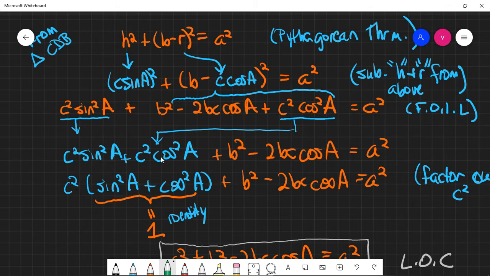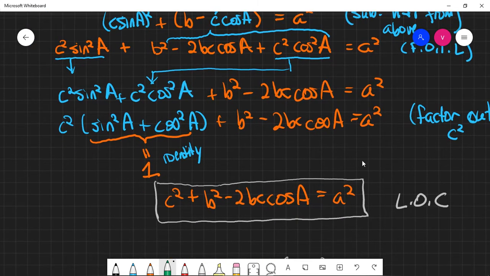If you take a c squared out of this term, you're left with a sine squared. If you take a c squared out of this term, you're left with a cosine squared A. All of this just remains the same. Carry it from the previous equation. Well, guess what? Sine squared of an angle plus cosine squared of an angle equals 1, the basic identity. So what is c squared times 1? Just c squared. And all the rest of this just carries down. And guess what? You have just derived one of the laws of cosine right there.